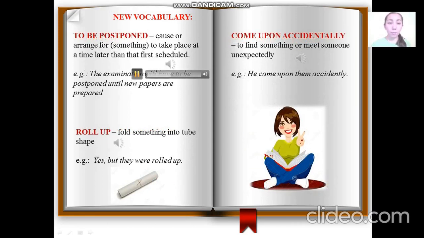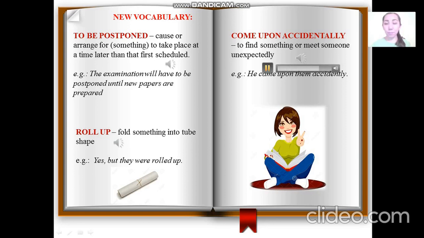Next one. To be postponed. It means to cause or arrange for something to take place at a time later than that first scheduled. Got it? Roll up. Next one is roll up. It means to fold something into tube shape, as you can see from this picture.